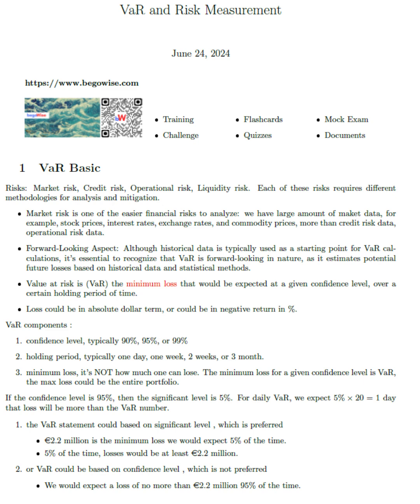Let's say we calculate VAR and find that at a 95% confidence level over 1 day, the VAR is $1 million. This means there's a 95% chance we won't lose more than $1 million in 1 day. Conversely, there's a 5% chance we could lose more than $1 million in 1 day.